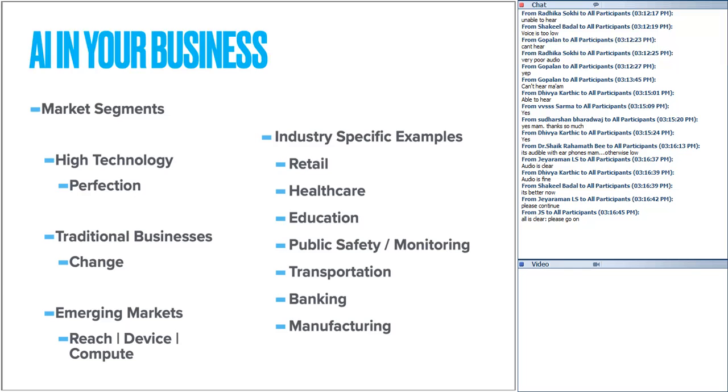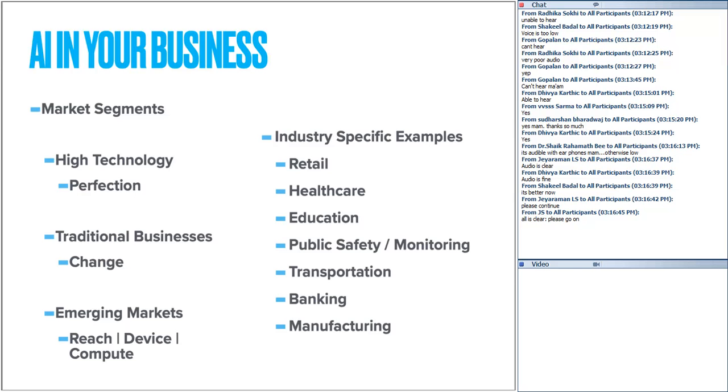So now, very quickly, if I talk about market segments, broadly there are three market segments: high technology, and many of the examples which I have quoted earlier, say Facebook, Google, Amazon, they fall into the high technology segment.